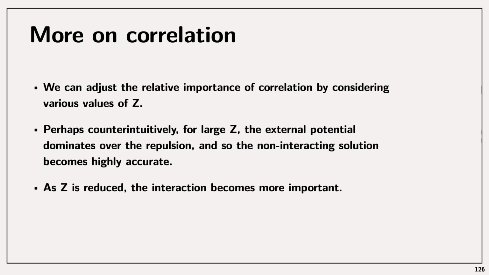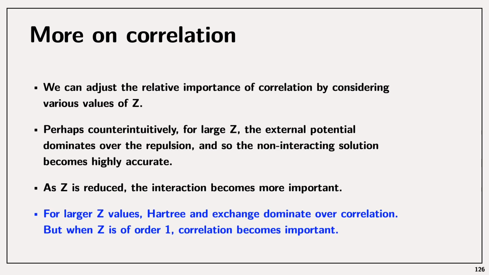So of course, as Z is reduced, the interaction becomes more important relative to the external energy. In other words, for large enough Z values, the Hartree and exchange dominate over correlation. And we know that in Hartree-Fock, we get both the Hartree energy, the electron-electron interaction in a mean field, if you will, and we get the exact exchange. Why? Because our wave function in Hartree-Fock is indeed anti-symmetric. So we obey the Pauli principle, which tells you something about what happens to the wave function when we exchange particles. That's what we mean by the exchange energy.